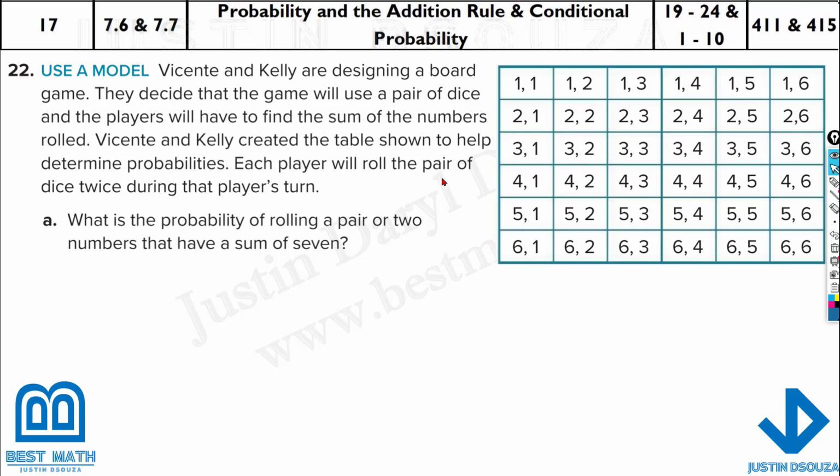Each player will roll the pair of dice twice during the player's turn. What is the probability of rolling a pair or two numbers that have a sum of 7? What does it mean to roll a pair? Same numbers. Now from this table, which have same numbers? 1, 2, 3, 4, 5, 6. This is rolling a pair.